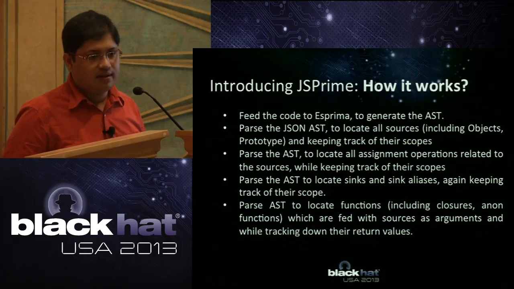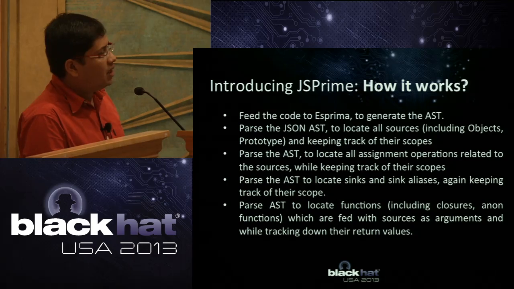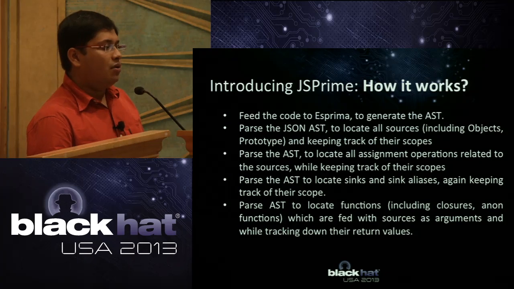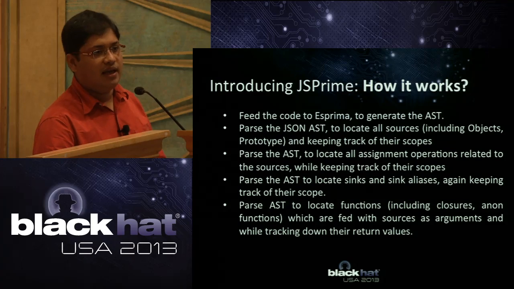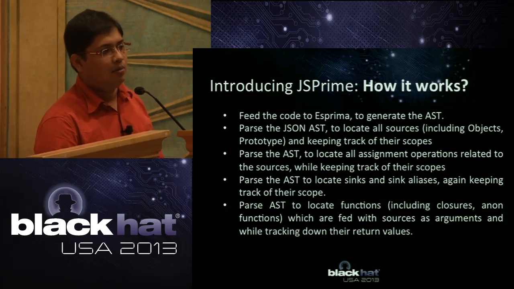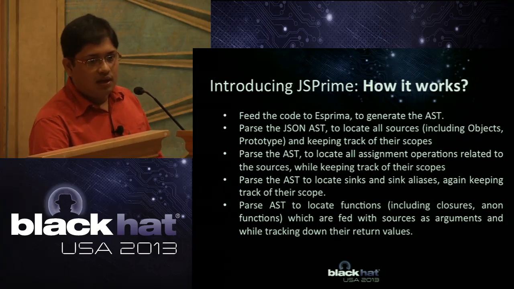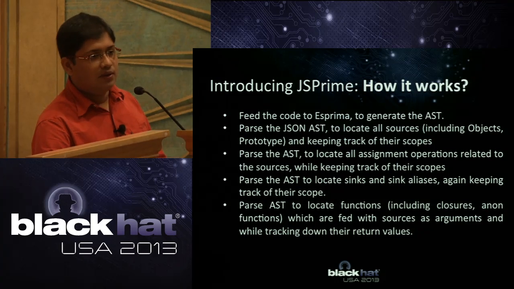Okay, so that was Esprima. Now what do we do with it? Once we take the JavaScript snippet or code block, we feed it to Esprima and we generate the AST, the JSON object that I just showed you. We then parse the JSON AST to locate all sources.